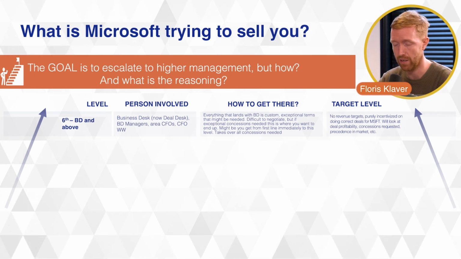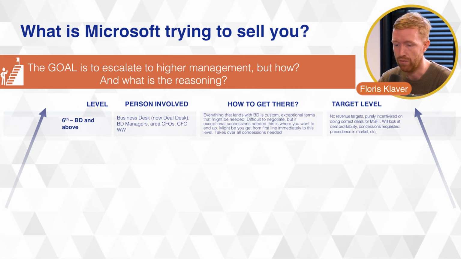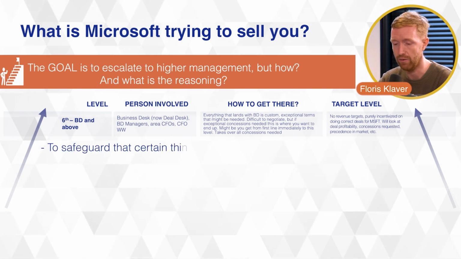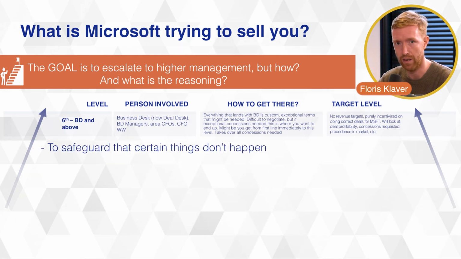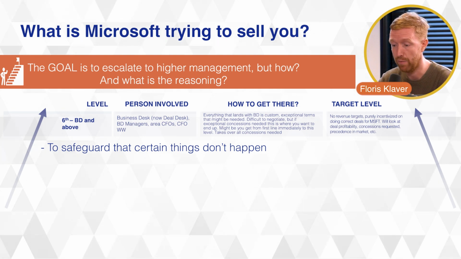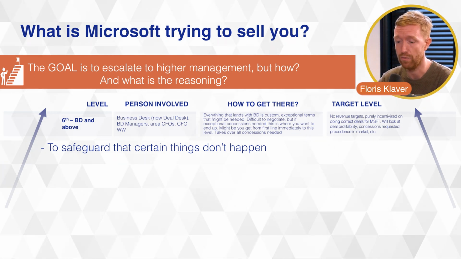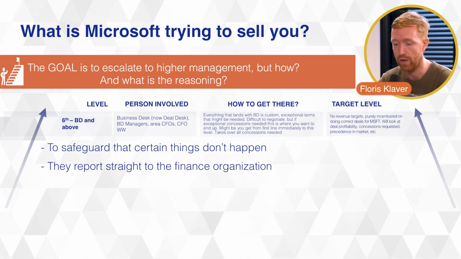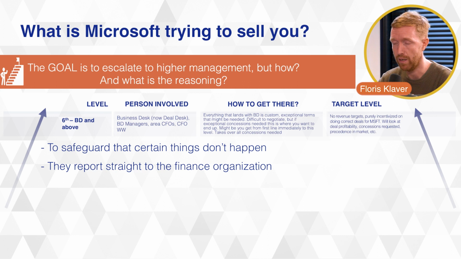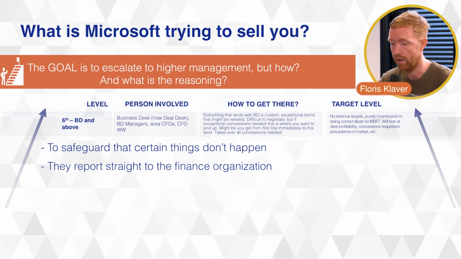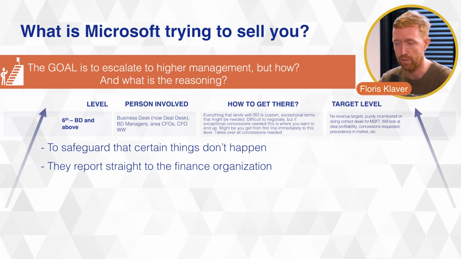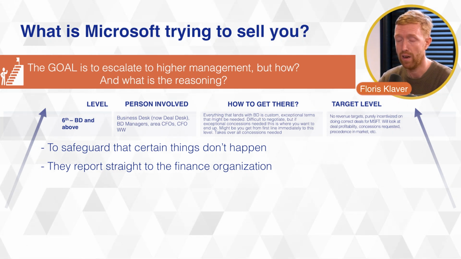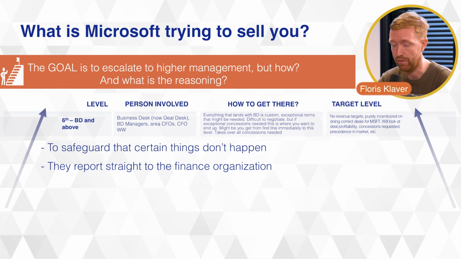It's just important to understand their perspective. So from their perspective, the business desk is there to safeguard that they don't do anything that creates a precedent that has never before been given within the Microsoft world. And they report straight into the finance organization. So in that organization, they need to maintain that level of scrutiny. They need to make sure that if they give something, it doesn't open up a can of worms where everybody says, oh, I've seen that happen there, I'd like to have that as well.